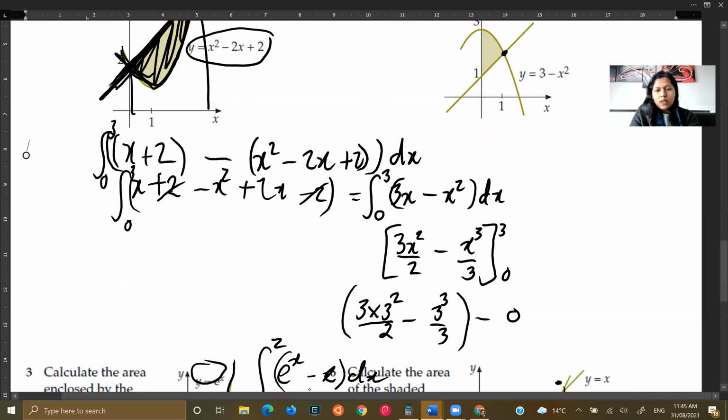So that is 27 over 2 minus 9, which is 13.5 take away 9, which is 4.5.